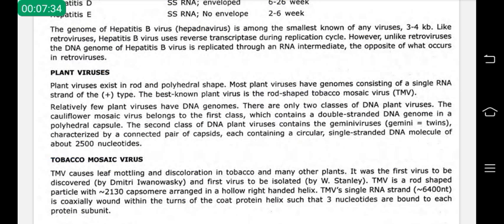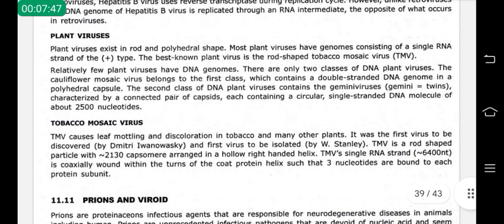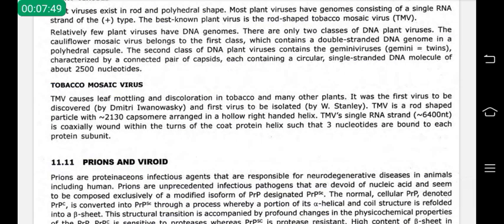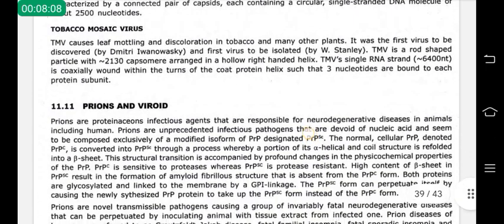Tobacco mosaic virus, TMV, causes leaf mottling and discoloration in tobacco and many other plants. It was the first virus to be discovered, by Dmitri Ivanovsky, and the first virus to be crystallized, by W. Stanley. TMV is a rod-shaped particle. Capsomeres are arranged in a hollow right-handed helix. The TMV single RNA strand is coaxially found within turns of the coat protein helix such that 3 nucleotides are bound to each protein subunit. And next, prions and viroids.